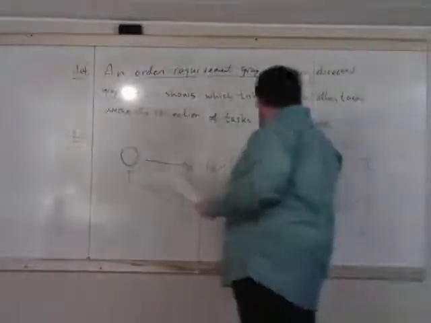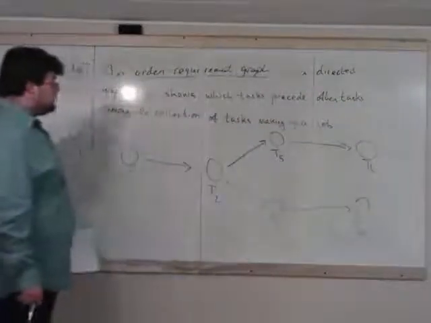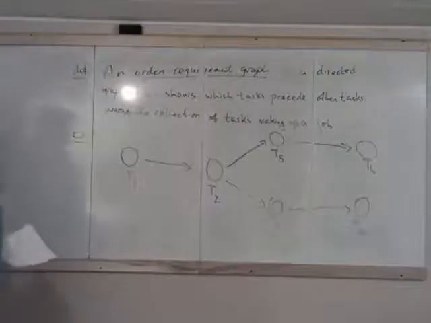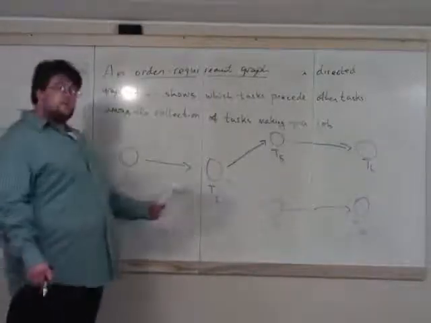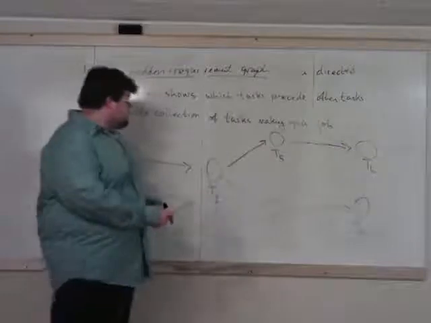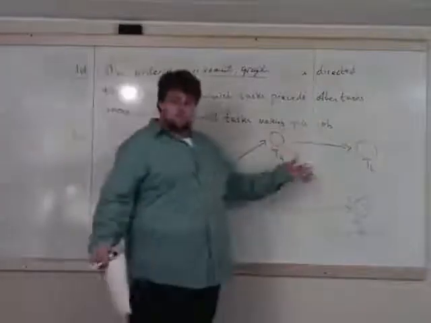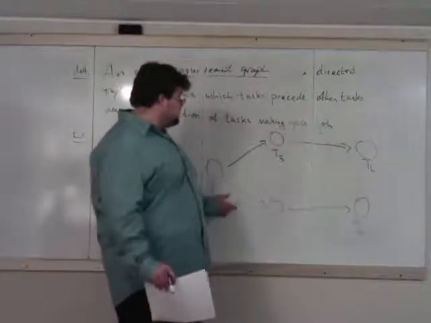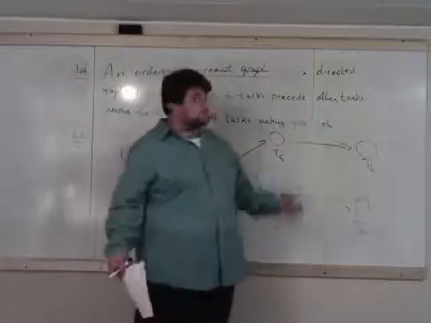So here we have 6 of our tasks. Right here what this means is task 1 must be completed before task 2 can be started. And task 2 must be completed before task 5 can be started. Task 2 must also be completed before task 3 can be started, and so on.